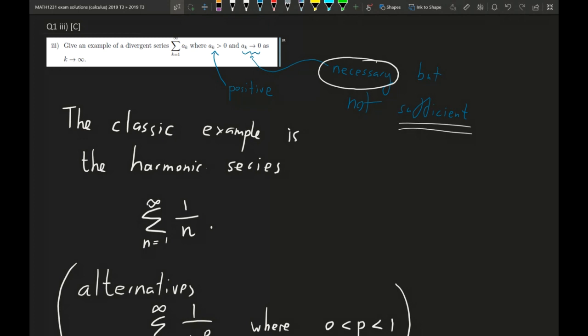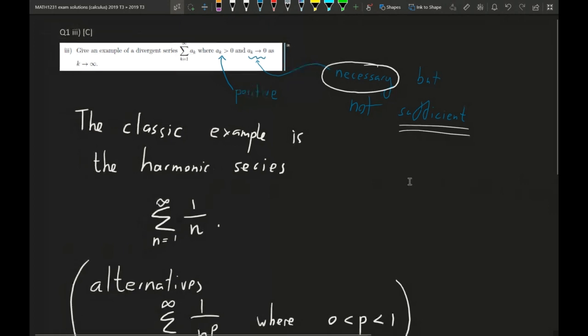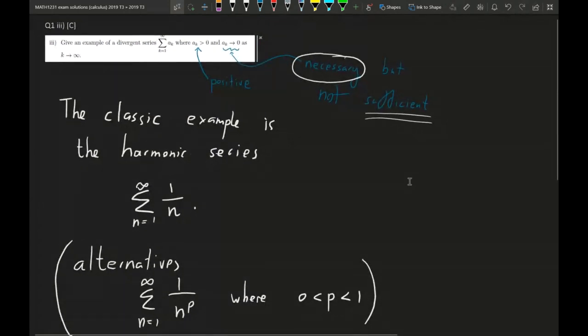But they've got to be going to 0 fast enough. If they don't go to 0, it certainly doesn't converge. If they do go to 0, that's a good start, but you still don't know it converges. So there is usually something in the exam along the lines of this with the nth term test. Yeah. Okay, maybe we'll move on to the next one.